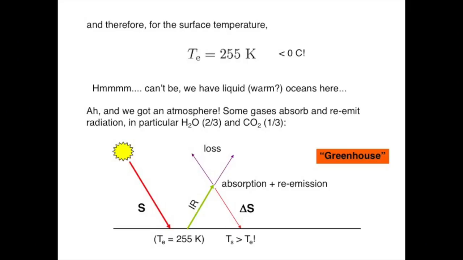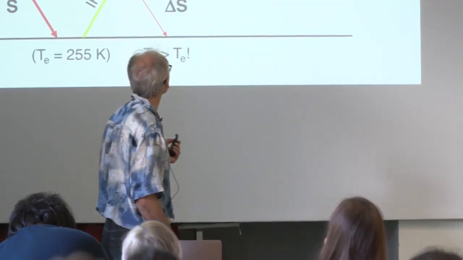If you do that, you get 255 K for the Earth at 1 AU. That's not much. That's not what we have. We are used to thinking of something like 15 degrees centigrade, but not 255 K.